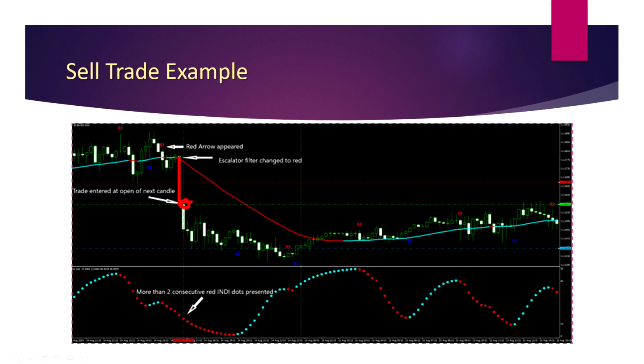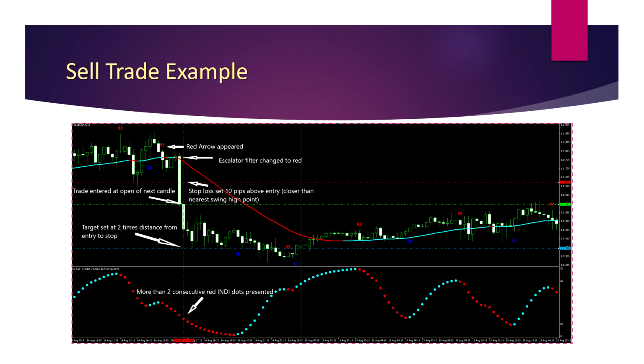As we can see here, the nearest high point is over here, but it's a little bit too strong just because the market was really volatile at this candle. So what we are going to do would be to put the stop loss to just 10 pips. For the take profit, we are going to use that double the distance. So in this case, we would look for a 20 pip target. And as you can see, we reached the target pretty fast.